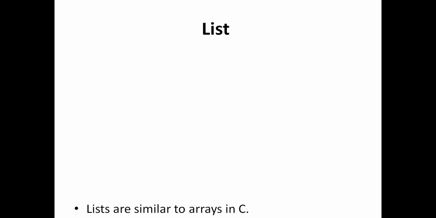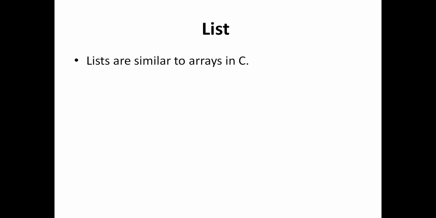Now we'll talk about lists. What is a list? Lists are similar to arrays in C. However, a list can contain data of different types. The items stored in the list are separated with a comma and enclosed in square brackets. We can use the slice operators to access the data of the list. The concatenation operator plus and the repetition operator star work with the list in the same way as they work with the string.